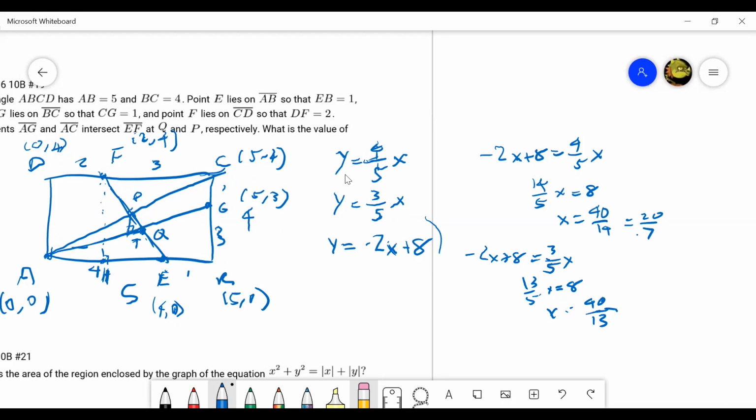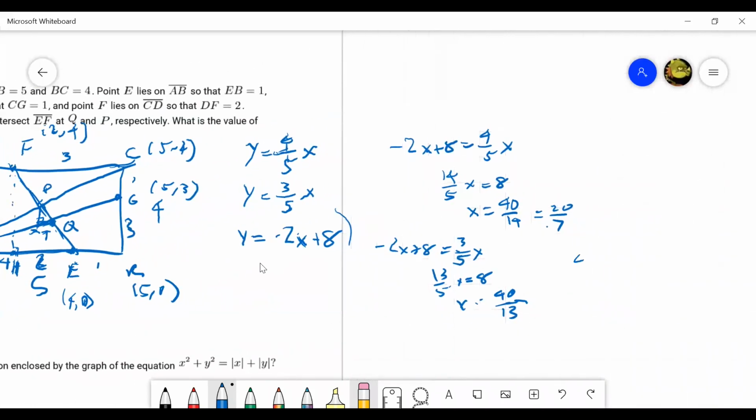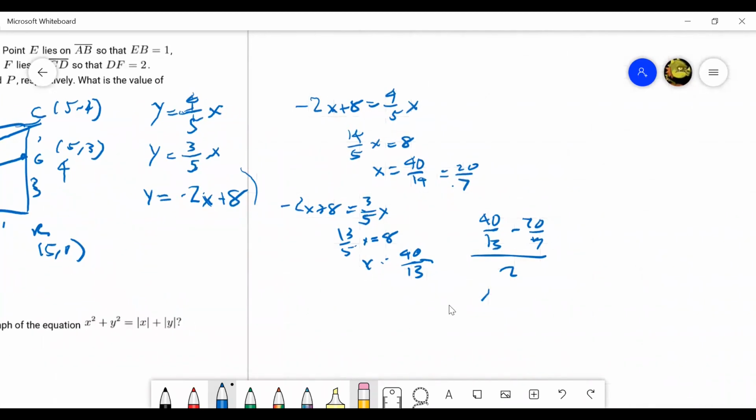And we know the length of EH is just going to be 2, because it's just 4 minus 2. AE is 4, and AH is going to be equal to DF, which is equal to 2. So the difference is 2. And this horizontal length right here over EH is going to be equal to PQ over EF because they're similar triangles. So what that means is that our answer is just going to be 40 over 13 minus 20 over 7, all over 2. So yeah, that is the answer. And this actually simplifies down to 10 over 91. So yeah, that's it. 10 over 91 is the answer.